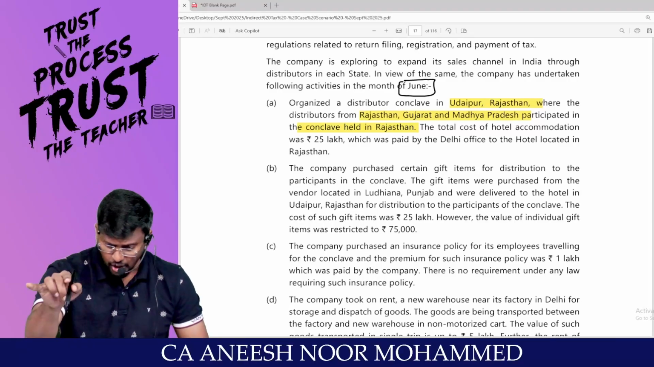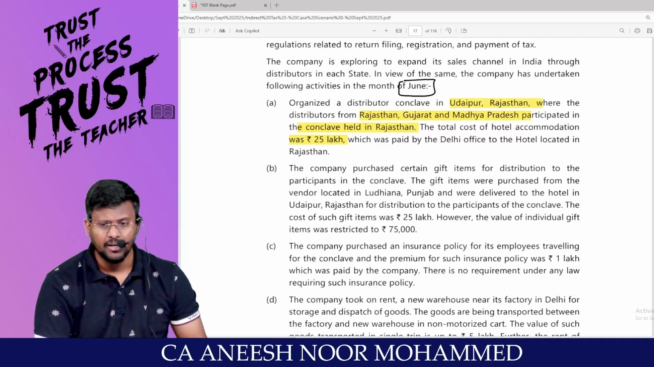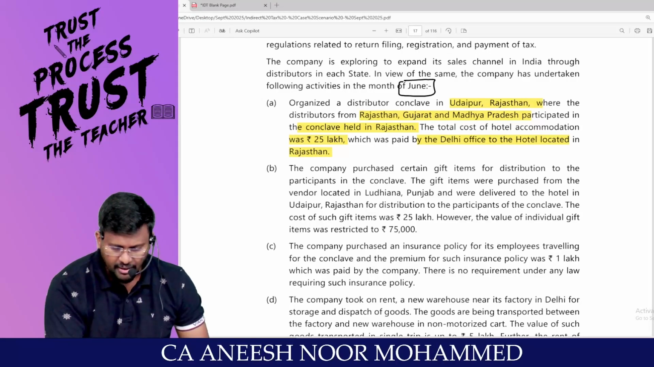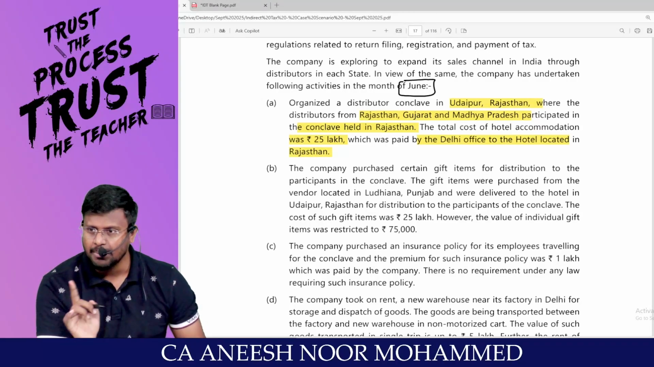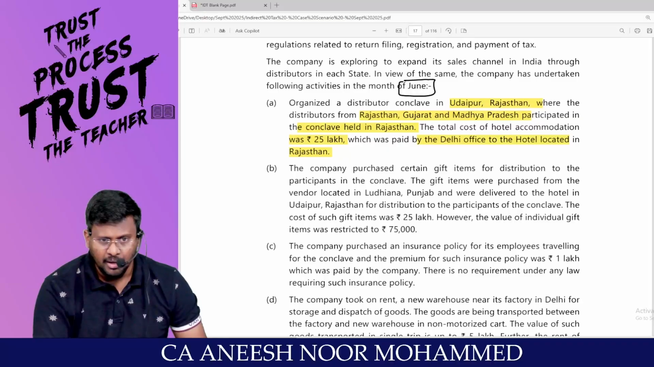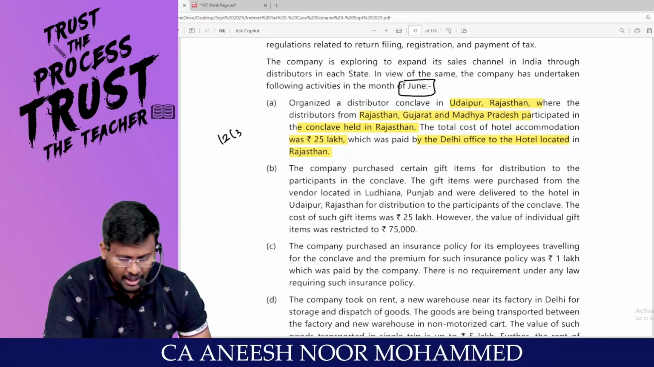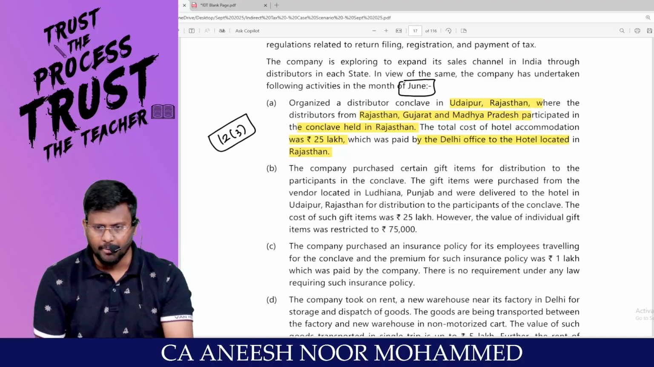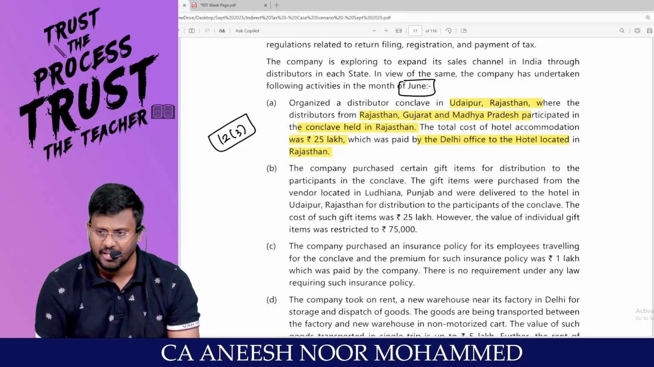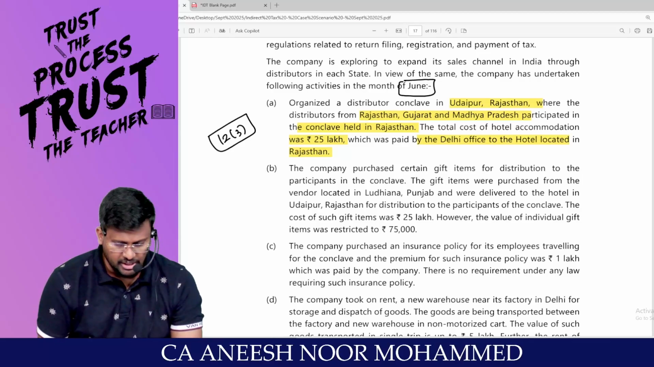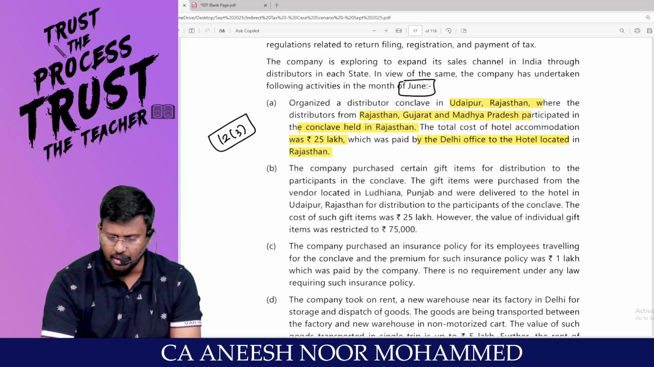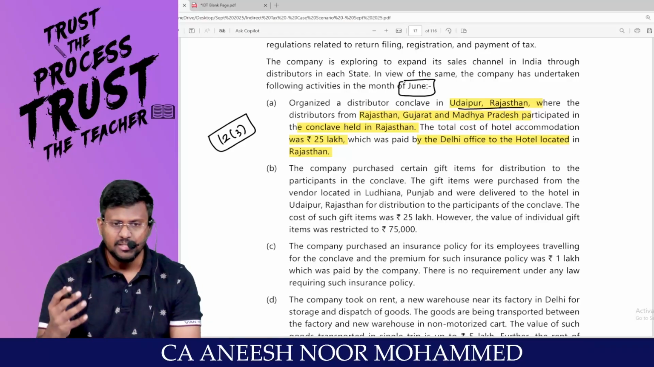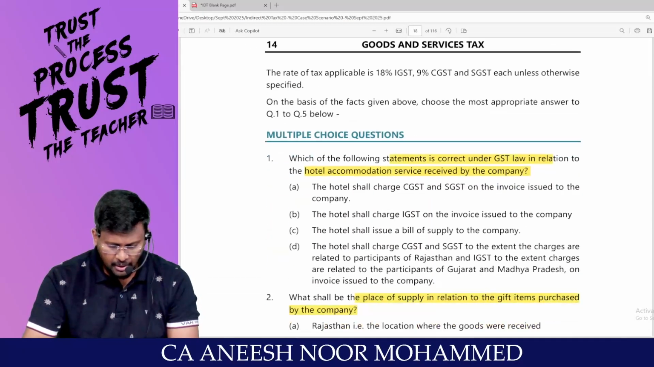The total cost of hotel accommodation was 25 lakh, which was paid by the Delhi office to the hotel located in Rajasthan. Who is paying doesn't matter. What is the service? Service relating to immovable property. As per Section 12 subsection 3, if the service is relating to immovable property, the place of supply is the place where the immovable property is situated or intended to be situated. Where is the hotel situated? In Rajasthan. Sir, the place of supply will also be in Rajasthan. Hence, the hotel will be collecting CGST and SGST.